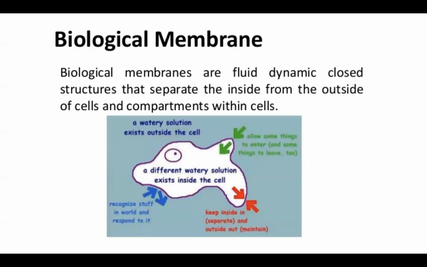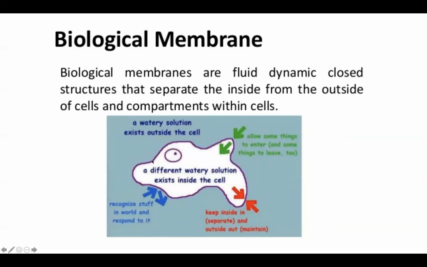And so real quick, before we look at some other ways in which substances can get into and out of the cell, let's recap what these biological membranes are and what they're doing. Okay, so we're saying that biological membranes are fluid and dynamic. These are closed structures that separate the inside from the outside of the cells and the compartments within cells, right? So this purple structure right here represents our plasma membrane, biological membrane, okay?